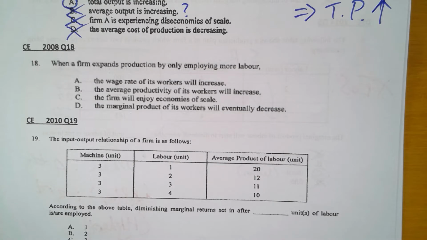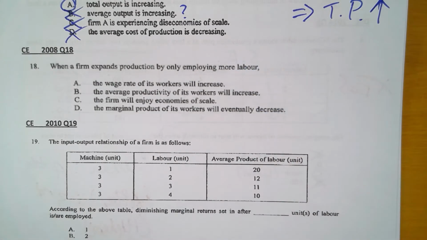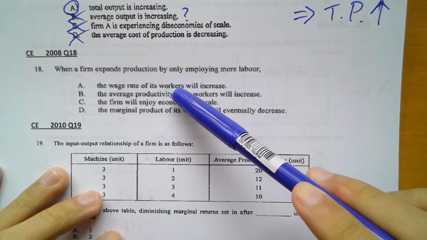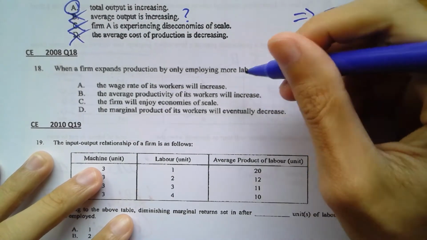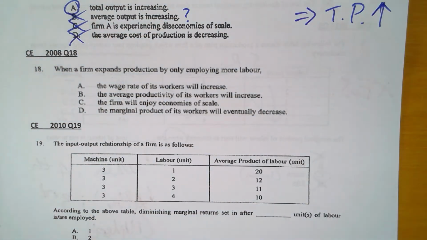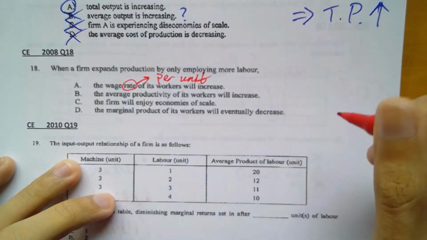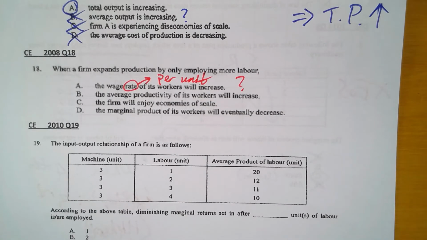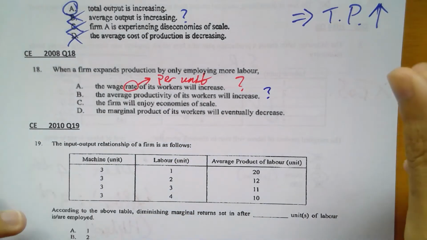When a firm expands by only employing more labour，當佢啦，淨係請多啲 labour 啦。Let's see. The wage rate of its workers will increase. Now this one I think is a little bit tricky. The wage rate 嗱，佢唔係講緊 total wage 喎，rate. When we talk about rate, we are talking about per unit, right? How do I know? 我點知佢人工高咗定低咗啊？How do I know whether the wage rate increase or decrease? Okay, so I do not know. Average productivity, how do I know? 我鬼知會唔會升啊 I do not know.